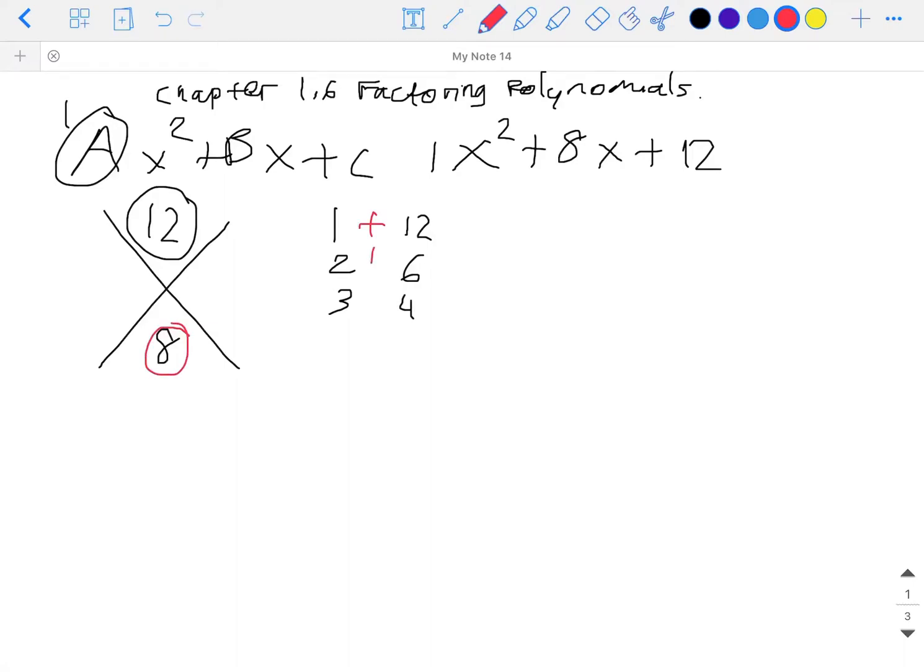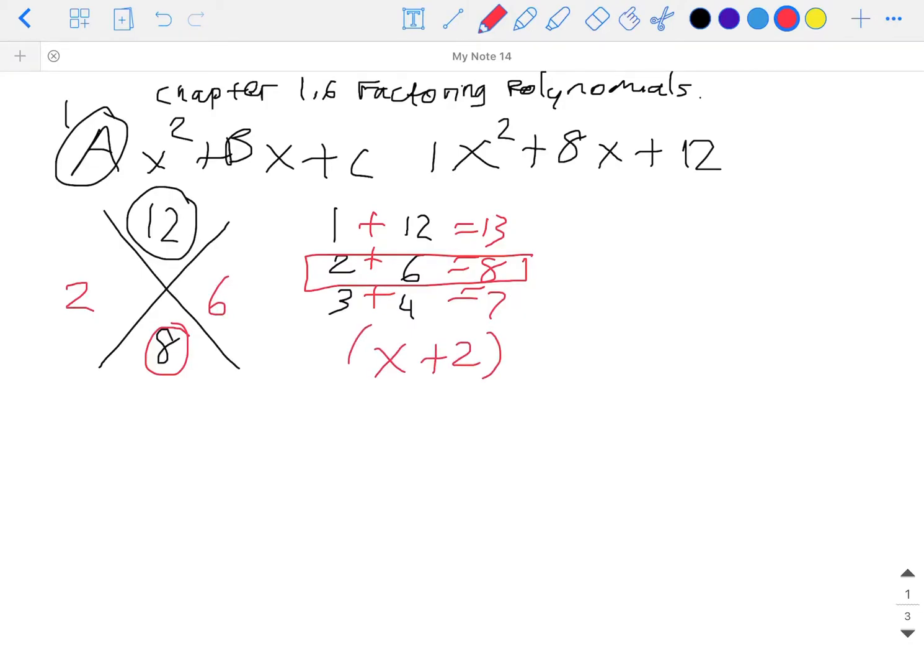So I'm going to put the plus sign and find out which one of these pairs gives us 8. This is 13, this one is 8, and this one is 7. So we can see that 2 and 6, 2 times 6 is 12, and also 2 plus 6 is 8. So I'm going to put 2 and 6, and therefore the factored polynomial becomes x plus 2 and x plus 6.